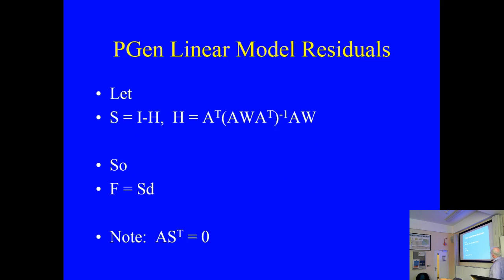And if we let S be I minus H, H defined there, what we're saying is that the vector F of residuals should be the matrix S times the vector D. And a key feature is that S transpose P multiplied by A should be 0. Now, a key point of what I'm now going to say is that this result implies that the vector F of residuals are playing the role of directional derivatives, which were introduced for the design problem.